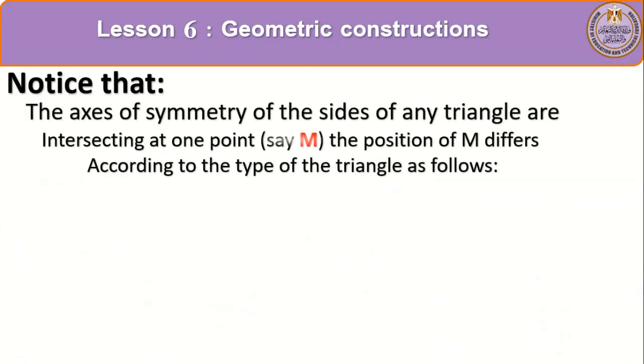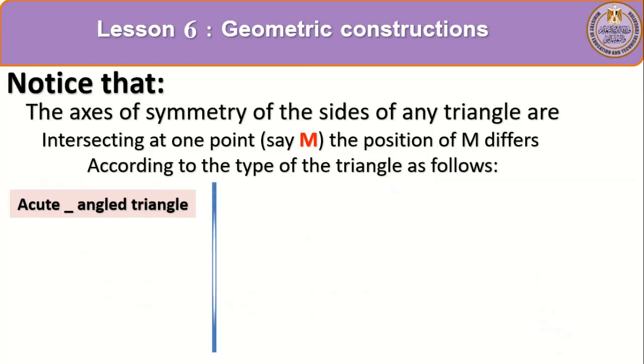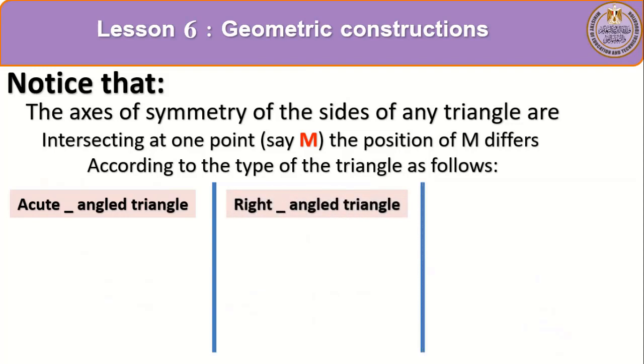Now my dear, there is something important. Notice that the axes of symmetry of the sides of any triangle intersect at one point, say M. The position of M differs according to the type of the triangle as follows. We want to review what the types of triangle are according to the measure of its angles. You studied that before in grade 4, I think, in primary grades. The types of triangle according to the measure of its angles are acute angle triangle, right angle triangle and obtuse angle triangle. So we have three types of triangle.